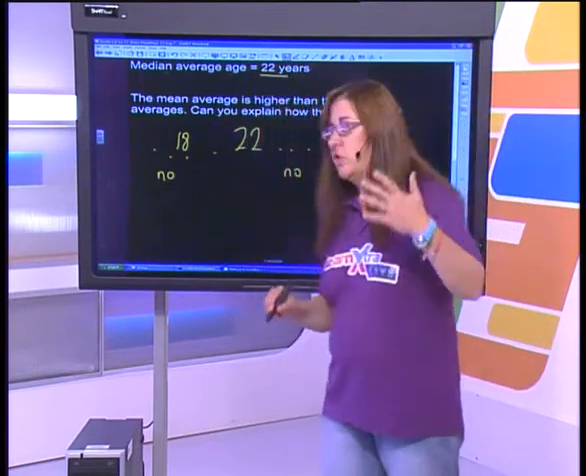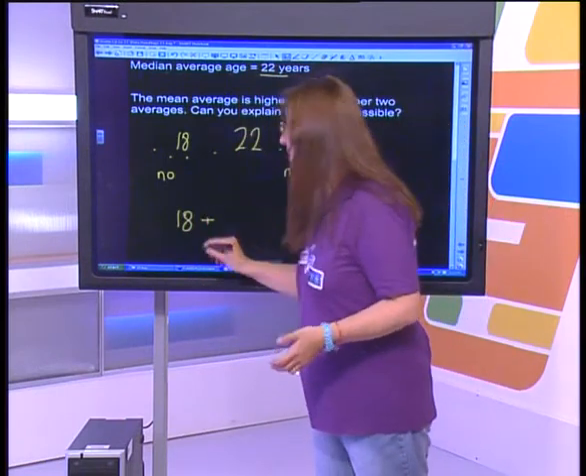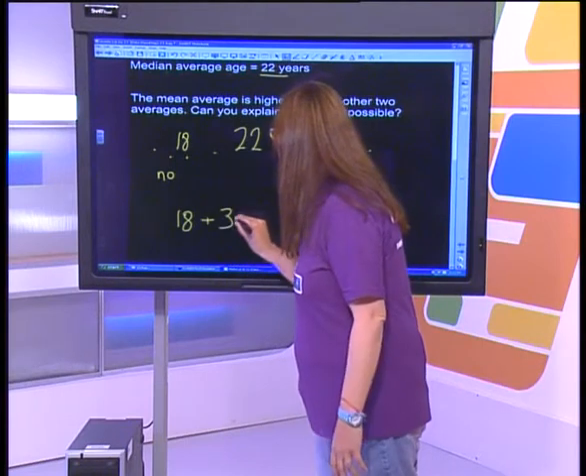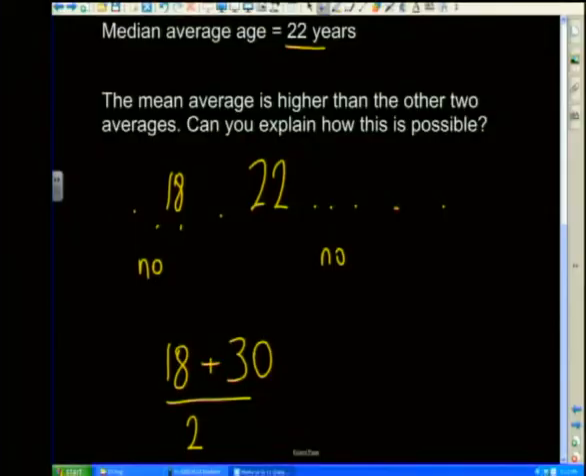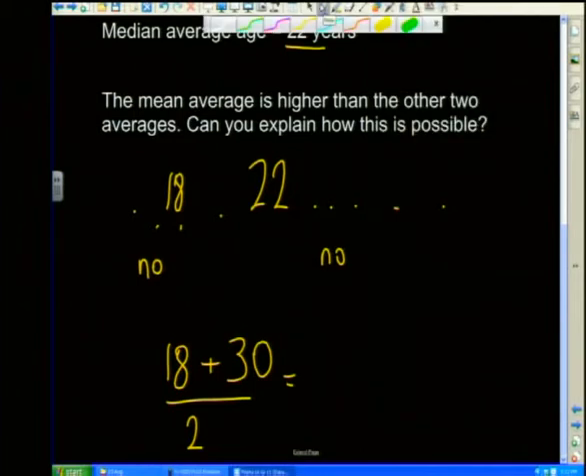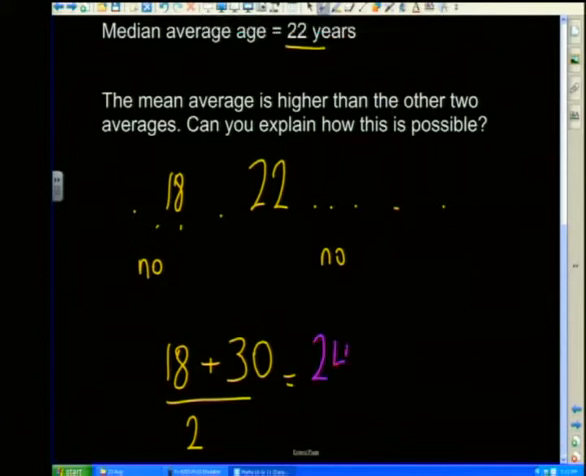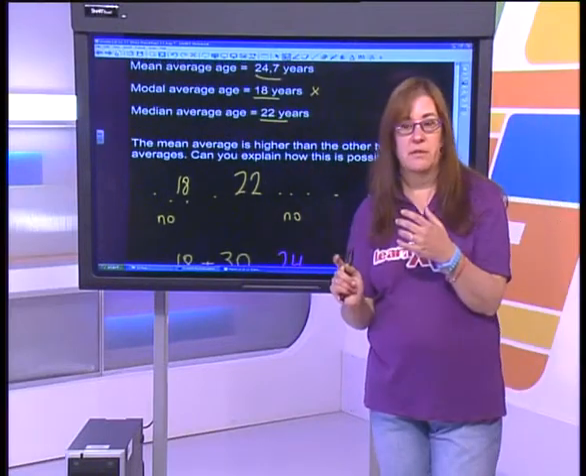One of the ways you could do this is maybe just take your 18, because that's our mode, and let's now add somebody, and let's assume that there were swimmers who were 30. If I just work out the average of those two, 18 plus 30 divided by 2, I'll see that it brings my average up to 24. So my average for that was 24. And that is why we have a higher mean than we do a median. I hope that all makes sense.